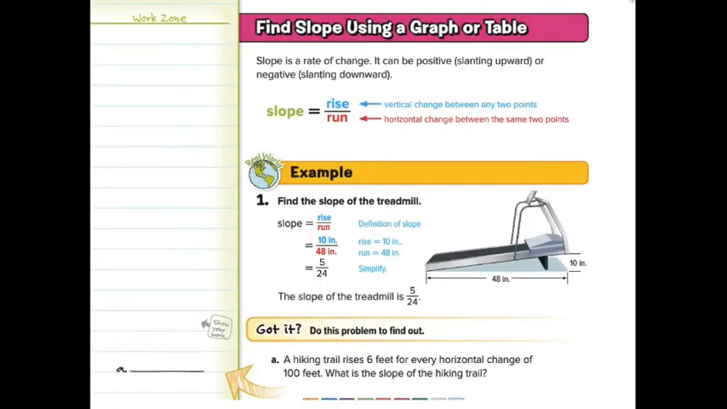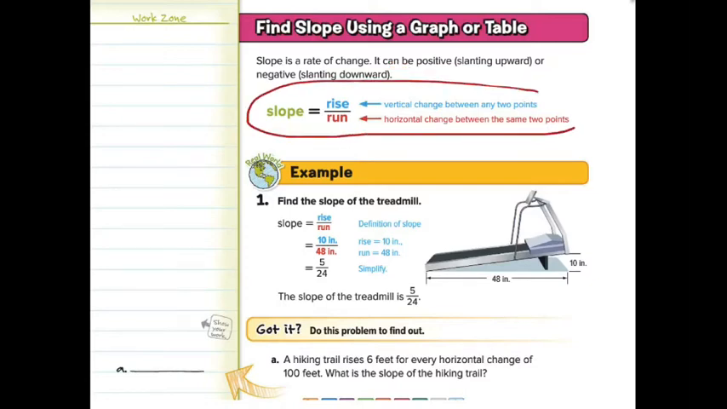Okay, our first section here says to find slope using a graph or a table. We're actually going to get a number that represents a slope. So we'll find a number that represents the steepness or the flatness. Slope is a rate of change. It can be positive, slanting upward, or negative, slanting downward. We'll look at that again in a minute. Slope equals rise over run. This is very important.